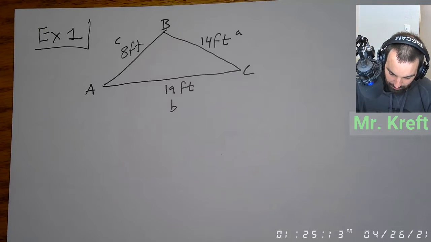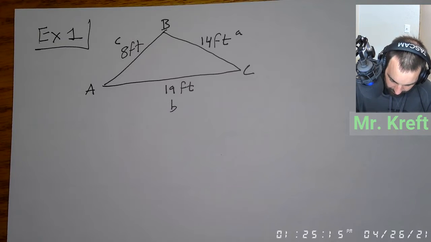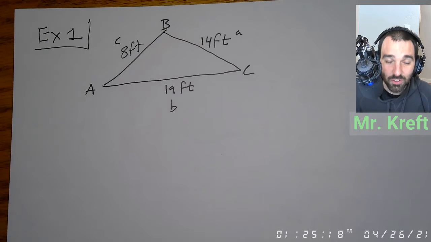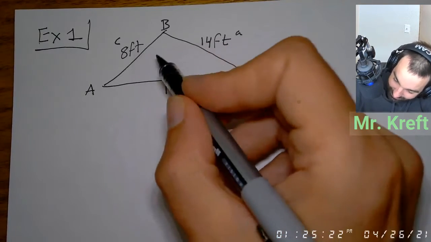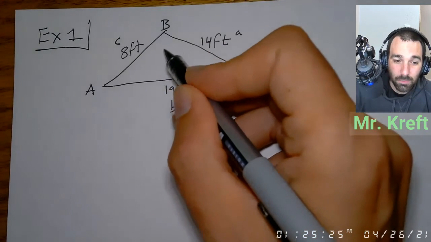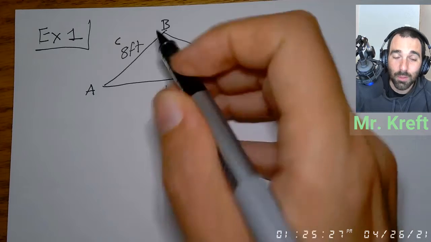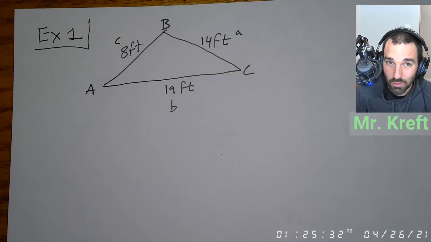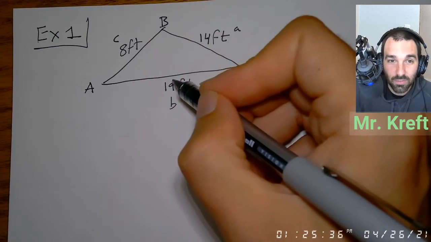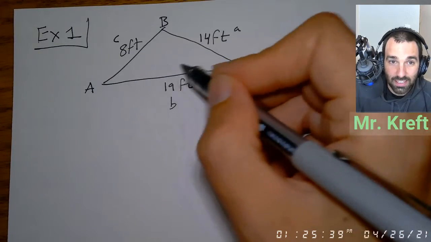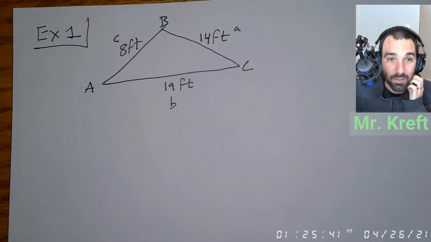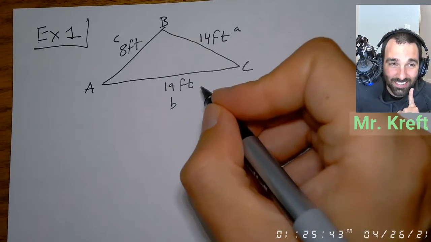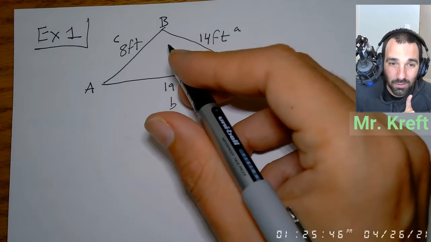I would not, and I'm going to say this again, I would not use law of sines here. The reason is that this angle right here is going to end up being obtuse. So what's the problem? Law of sines will not give you an obtuse angle. We also can't use law of sines because we don't know any angles. But again, sine will not give you an obtuse angle.